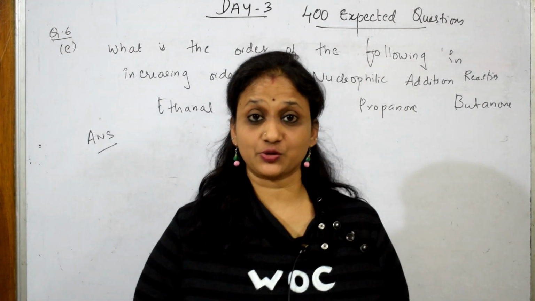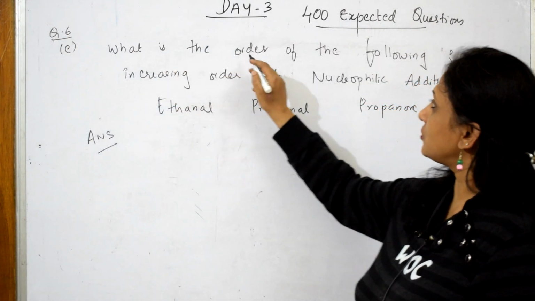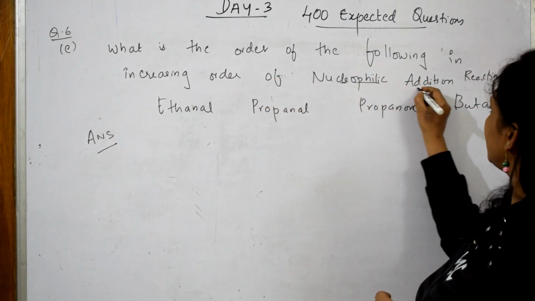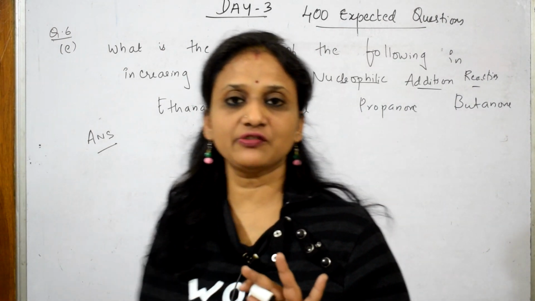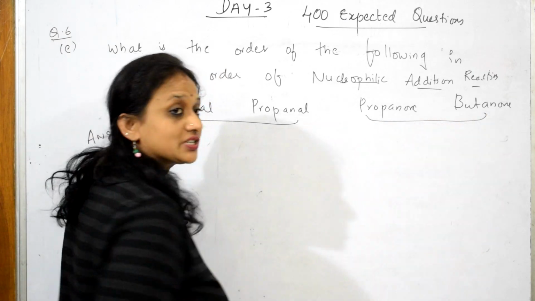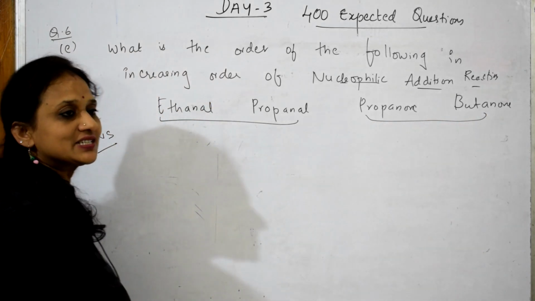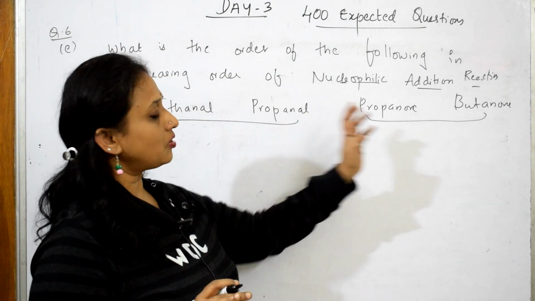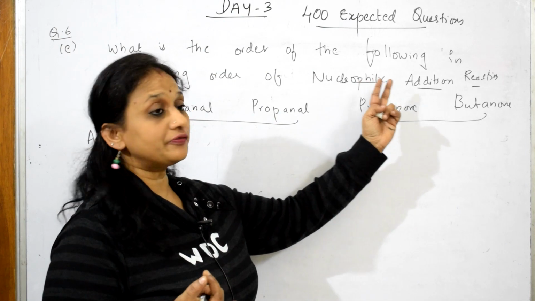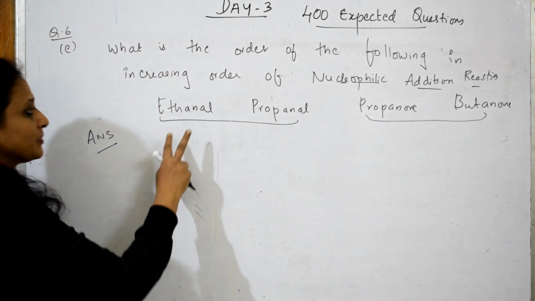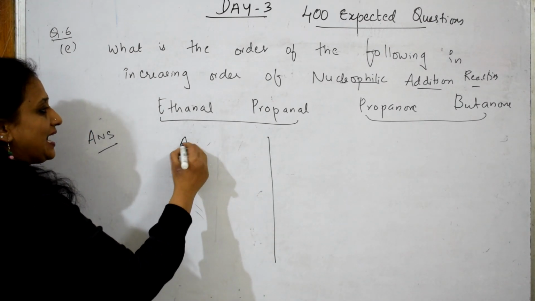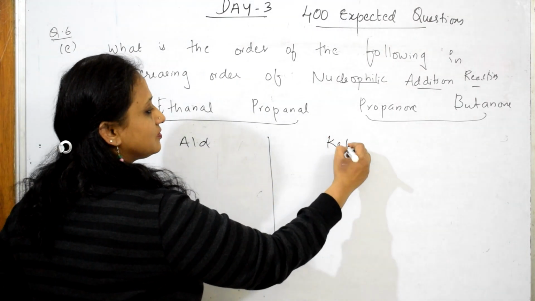Yes, students, now the last question. Let us read this. What is the order of the following in increasing order of nucleophilic addition reactions? So, they have given me two aldehydes. They have given me two ketones. Remember. Now, as soon as this is given, what are they saying? Basically, among all these aldehydes and ketones, which is more reactive towards nucleophilic addition reactions? Point number 1. Ethanol and propanol, let us check. So, let me make one table. Aldehydes are on one side, ketones are on one side.